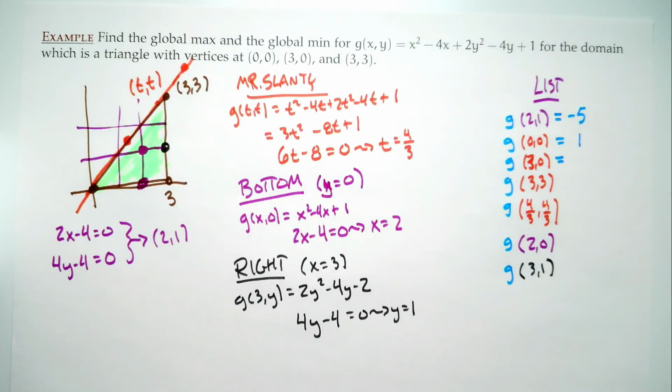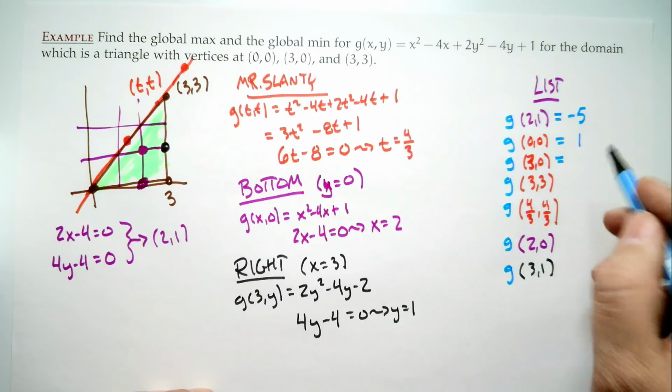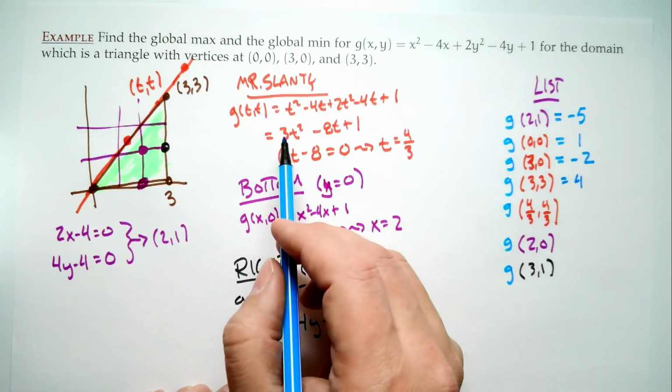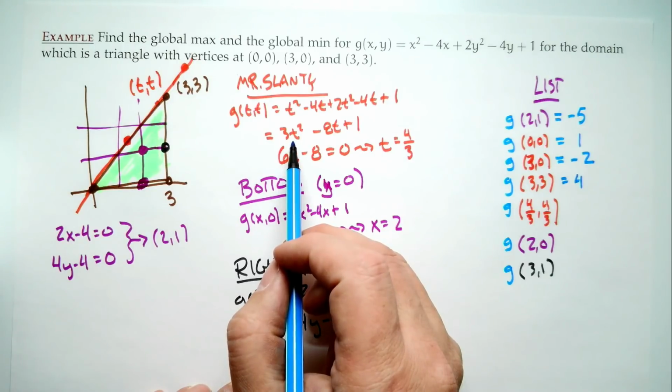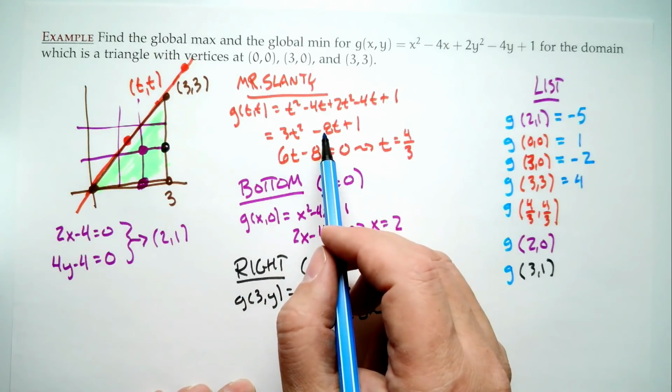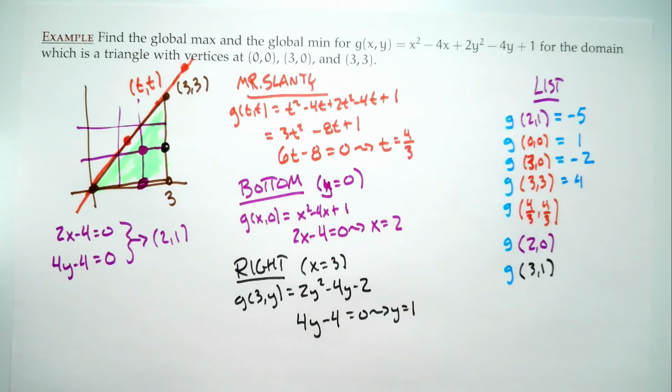3, 0. Negative 2. We can actually come down to g of 3 comma y, and we say, negative 2. 3, 3. Well, we can come back here for 3, 3. And we can say, well, it's 2 times 9, 18. 4 times 3, minus 12. So that's 6. Minus 2 gives us 4. Alternatively, we could go over to Mr. Slanty. We could say, well, that's t equals 3. That's 27 minus 24. 27 minus 24 is 3, plus 1 is 4.